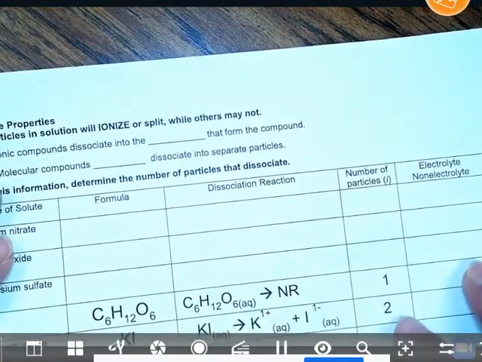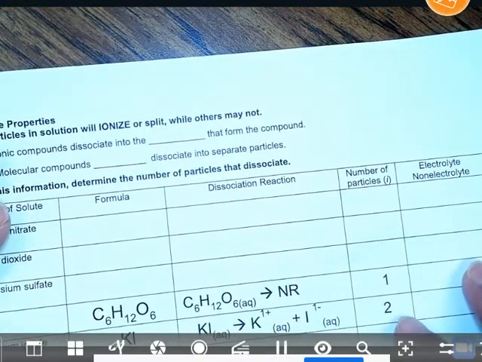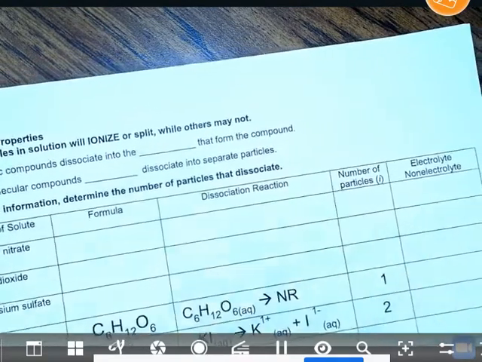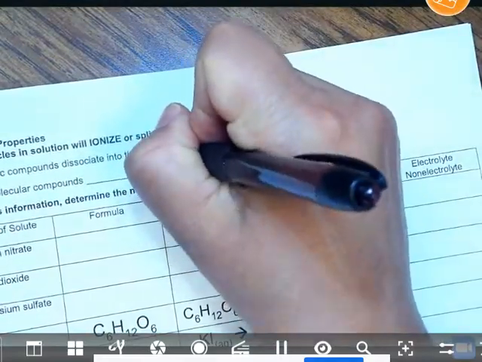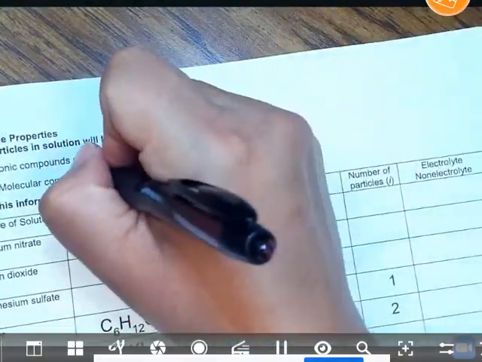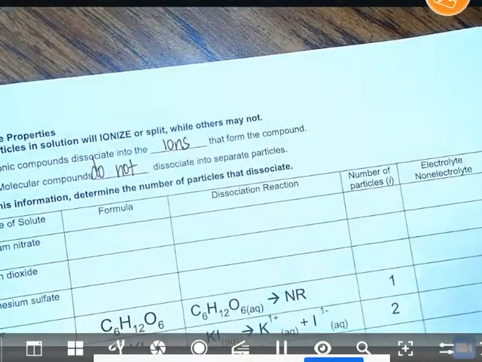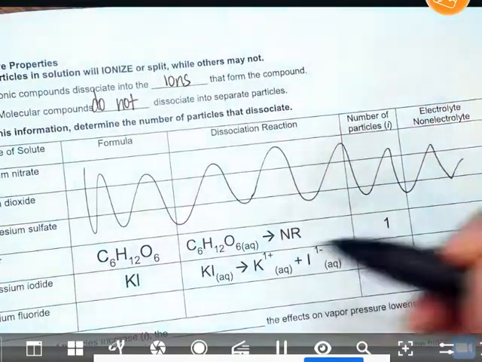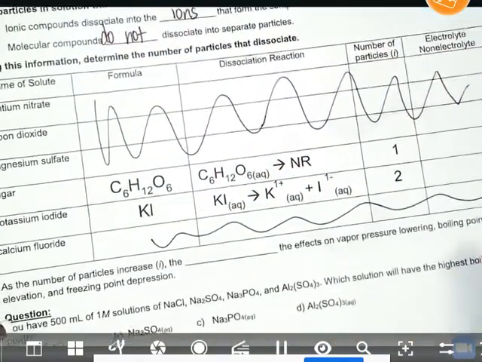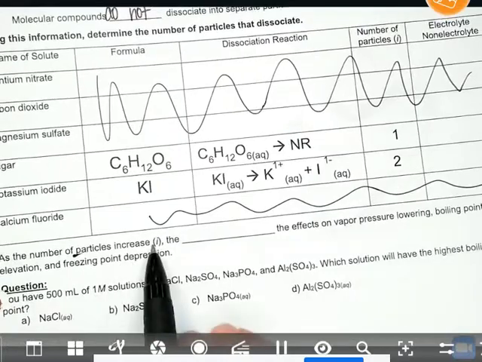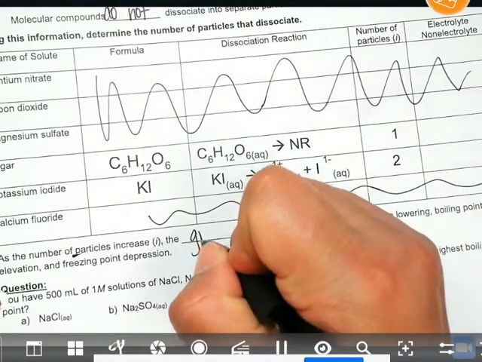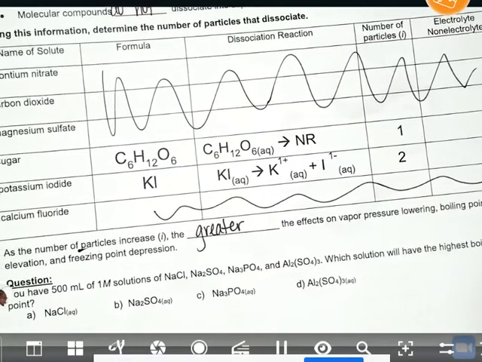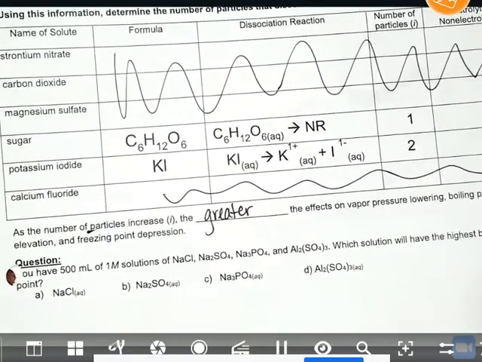So, colligative properties. Some particles in solution will ionize or split, while others may not. We already know that ionic compounds dissociate into the ions that they form. Molecular compounds do not dissociate. So here are some examples. We're not going to do these or this one. But as the number of particles increases, the greater the effects on vapor pressure lowering, boiling point elevation, and freezing point depression.